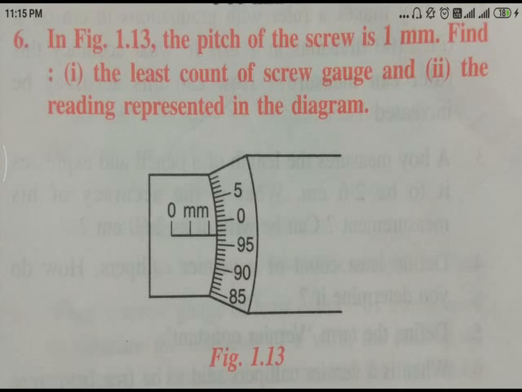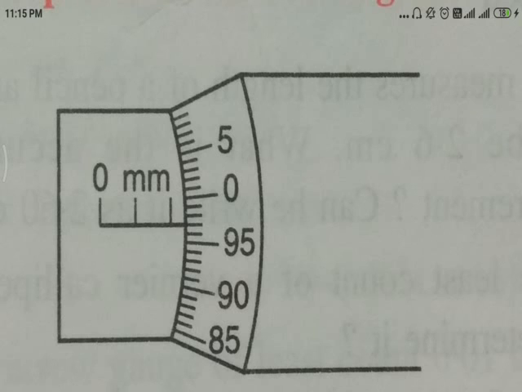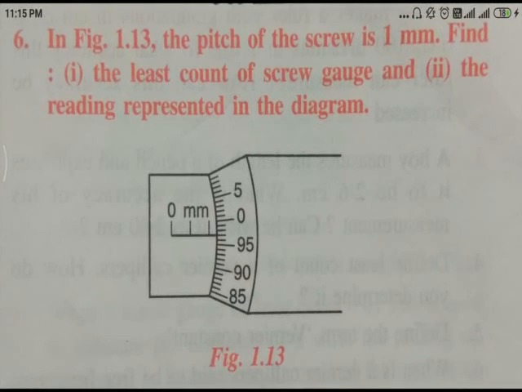Next, reading you need to calculate. In reading, what I said? Main scale reading and circular scale reading. Main scale reading means on the baseline how many divisions are visible. Again over here 2 divisions are clearly visible. So main scale reading is 2 millimeter, right? Or you can say 0.2 centimeter. Now I want to calculate circular scale reading. For that I need the coinciding division. So you need to find which one is coinciding. See, 95, 96, 97. So 97 is the coinciding division, right?